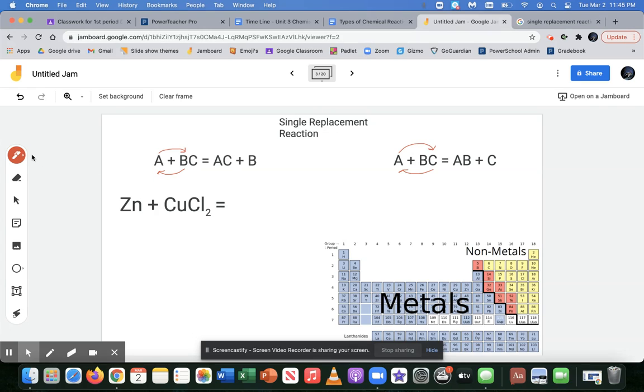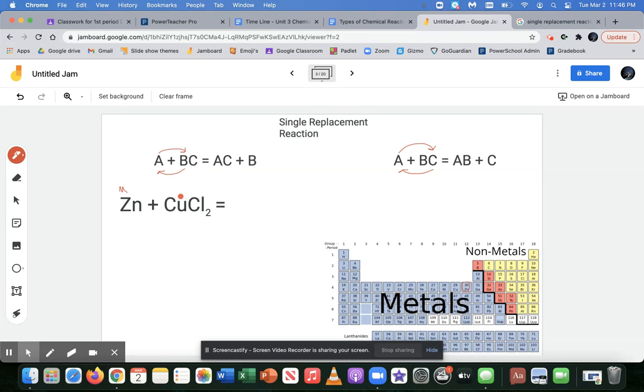Okay, so for example, if I look at this one right here, I've got zinc and copper chloride. So what I need to do is check which ones are my metals and which ones are my non-metals. So if I look at zinc first, zinc is going to be somewhere over here. There it is. There's zinc, so I'll circle it. Here's zinc right here. Based on my chart, it's telling me zinc is a metal. So I'll just put an M right there for metal.